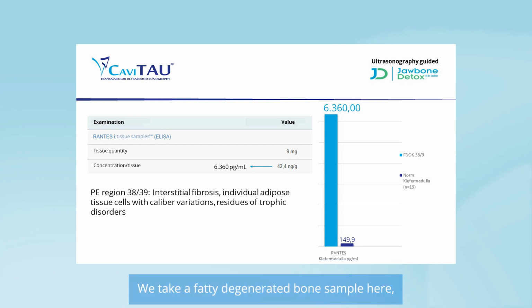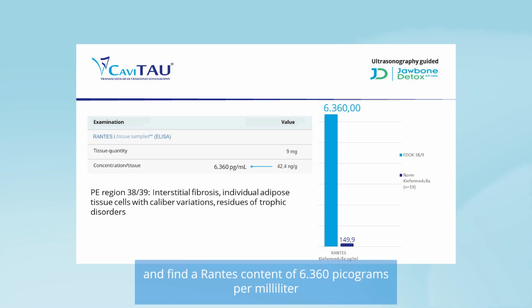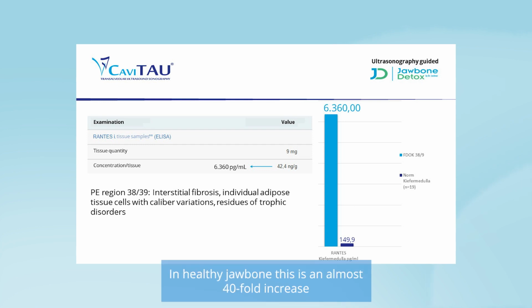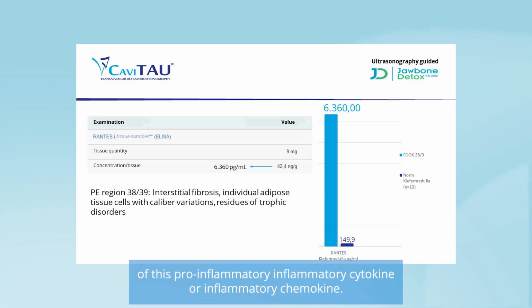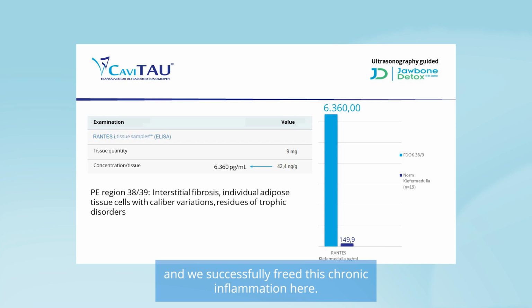We take a fatty, degenerated bone sample here, have it examined for Rantes content at IMD Berlin, and find a Rantes content of 6.36 picograms per milliliter compared to a value of about 150. In a healthy jawbone, this is an almost 40-fold increase of this pro-inflammatory cytokine, or inflammatory chemokine. Post-operatively, clear proof of this. In jaw area 3.8, there was a chronic inflammation, and we successfully freed this chronic inflammation here.